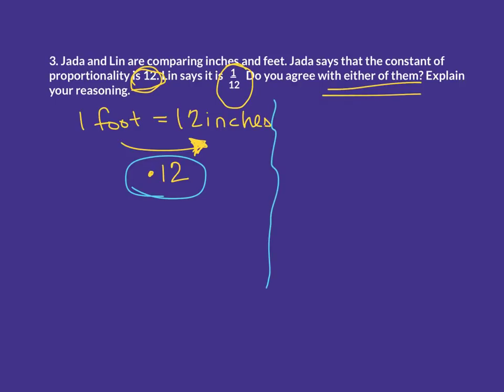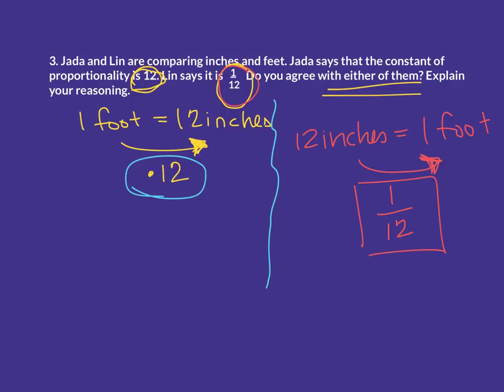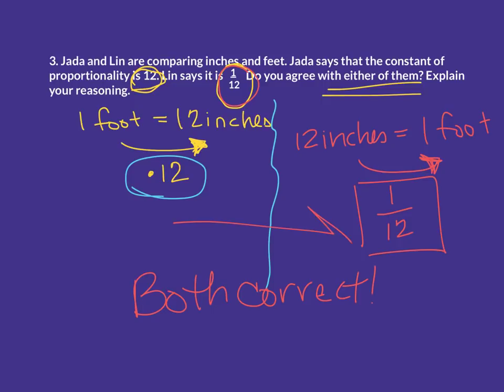However, if we do it the other way around, and we start out with 12 inches on this side, equal to 1 foot over here, what do we multiply to get from left to right here? Well, if we're not sure, we know we have to divide in the other direction, so that would be 1 divided by 12, or 1/12, which is right here. So this is the constant of proportionality here. So therefore, that means that they are both correct. And we've shown why right here.